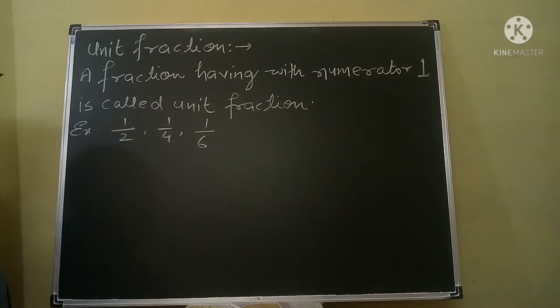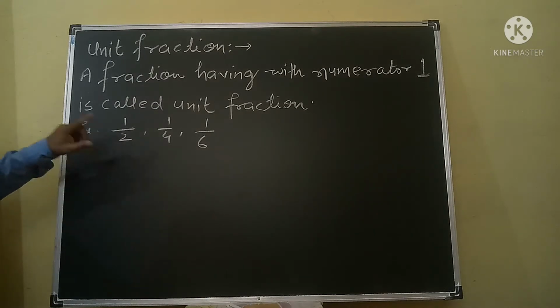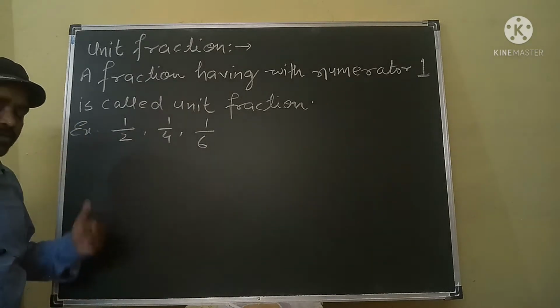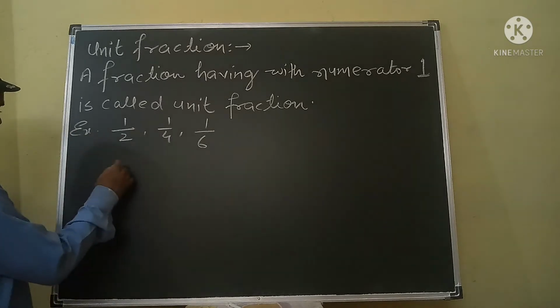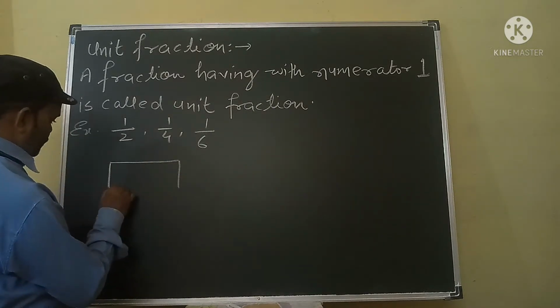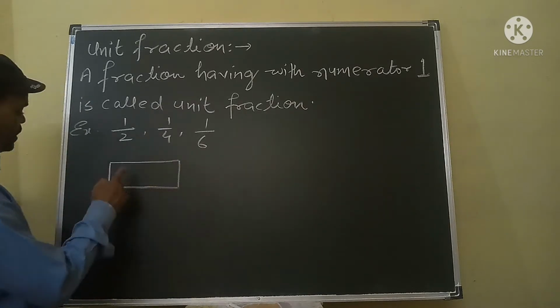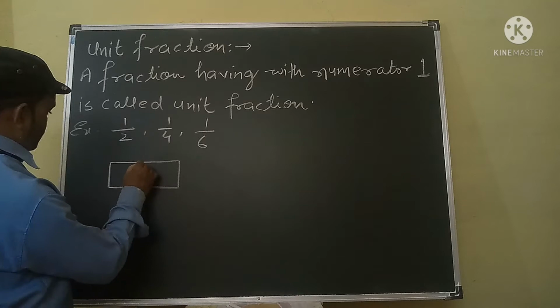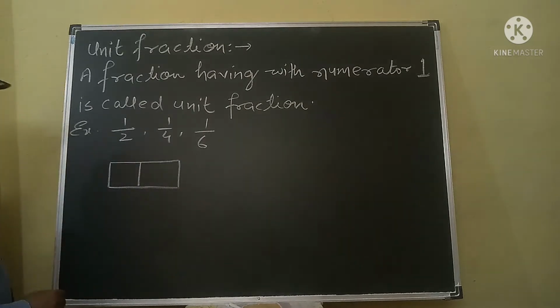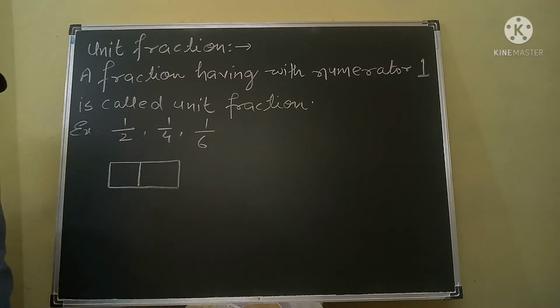Okay. And I have one question. How will you explain 1 upon 2 with the help of a diagram? Now look here. Suppose this is one block. Now this big rectangular block is divided into two equal parts, as you are looking.